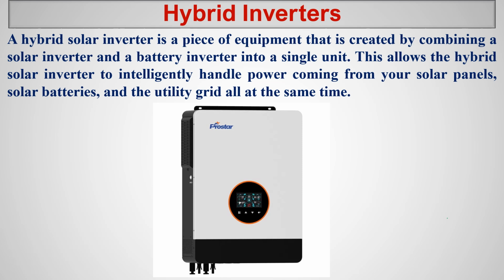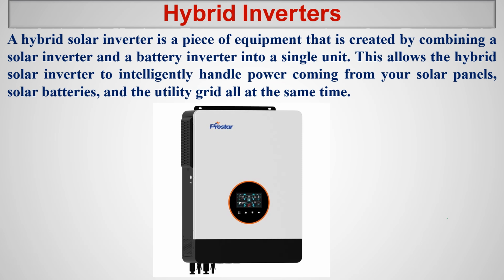Solar inverter means whatever the solar panels produce goes directly to the inverter and is converted into AC, that we call a solar inverter. And battery inverter means whatever energy is stored in the battery comes to the inverter and is converted into AC. This allows the hybrid solar inverter to intelligently handle power coming from your solar panels, solar batteries, and utility grid all at the same time.